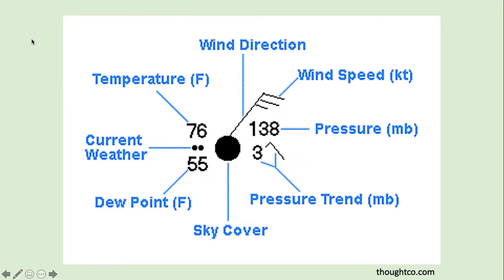So this is the key to reading it. The sky cloud cover is in the middle. Wind direction is the tail with the feathers on it. Temperature is top left, dew point bottom left. If there's precipitation, that's those two dots right there. Atmospheric pressure is in the top right, but you have to decode it. And then sometimes there's a pressure trend. This pressure trend would be, it just went down by 3.